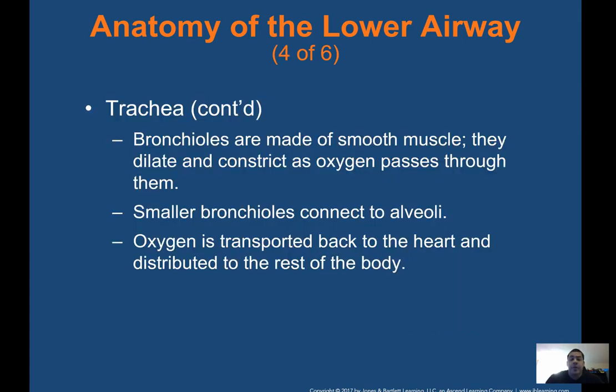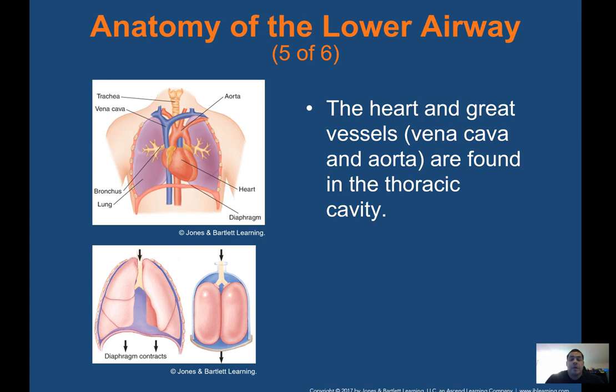Bronchioles are made of smooth muscle. They dilate and constrict as oxygen passes through them. Smaller bronchioles connect to alveoli. Oxygen is transported back to the heart and distributed to the rest of the body. The heart and the great vessels, vena cava and aorta, are found in the thoracic cavity.